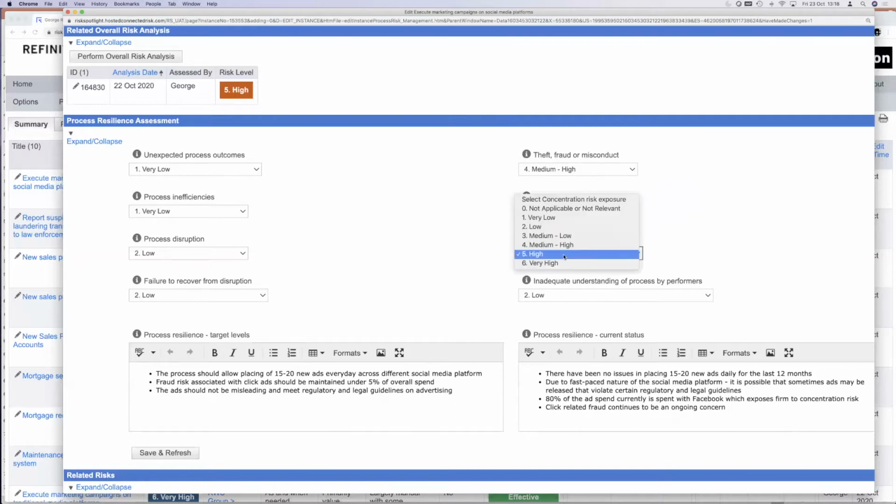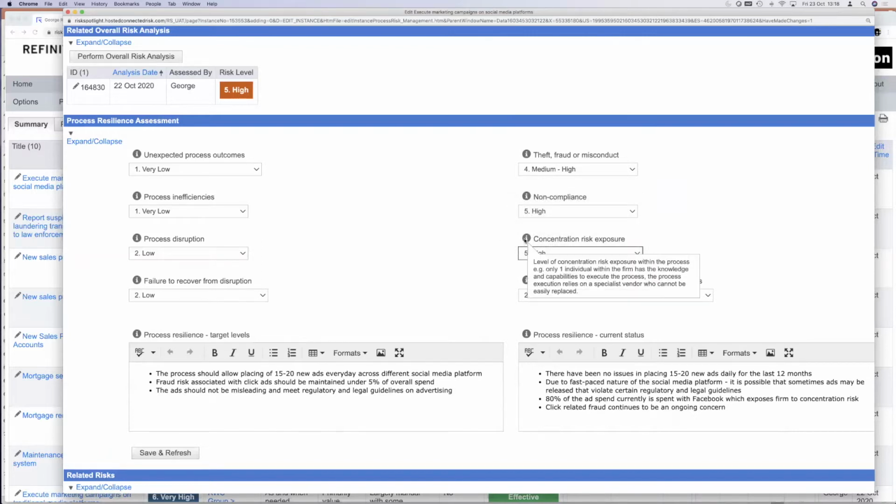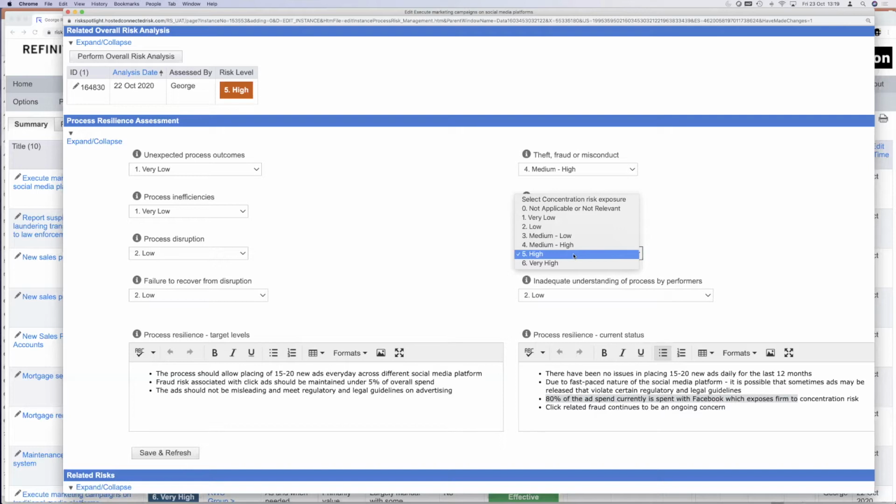Then I have a measure on concentration risk exposure, to say, do we have any concentration risk? In this case, we are saying that 80% of our ad spend right now is with Facebook. So there is a concentration risk in terms of this process with Facebook, because that's where we're spending the majority of our advertising money. That's why the concentration risk on this process has been ranked high.